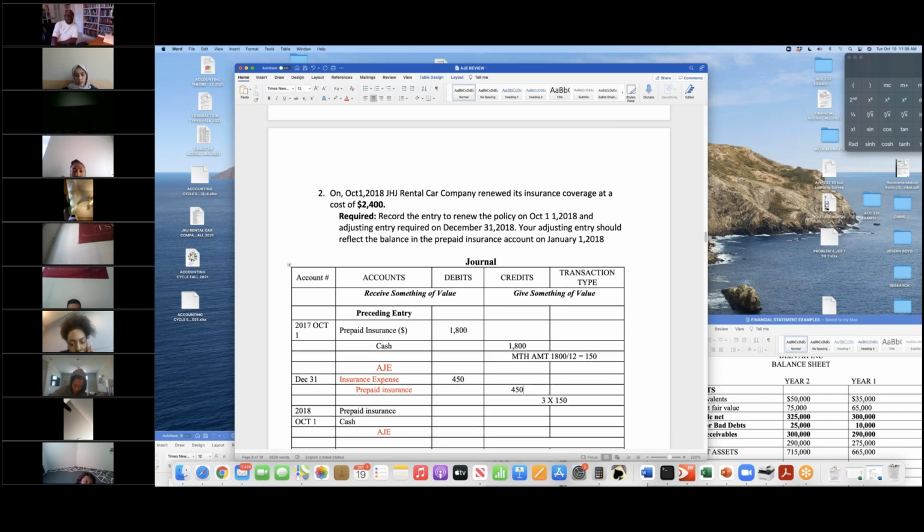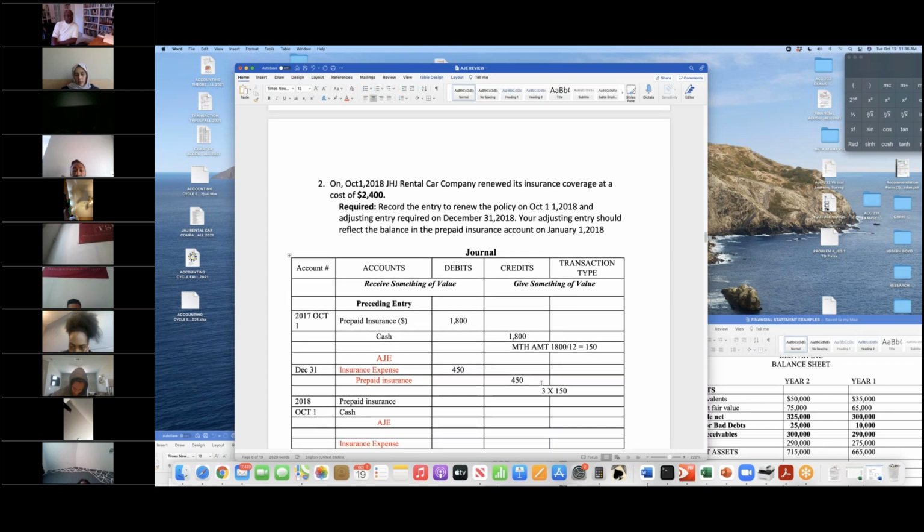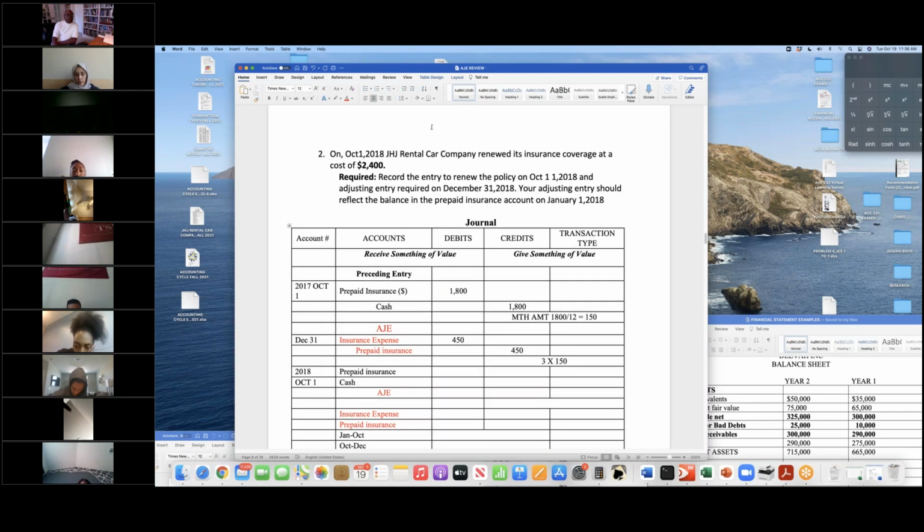Now let's move on to our A students, to part two of the problem. It says, when October 2018 comes around, so now we're in 2018, the company renewed its coverage at a cost of $2,400. So it's renewing its coverage. So what's our journal entry going to be to renew that insurance?